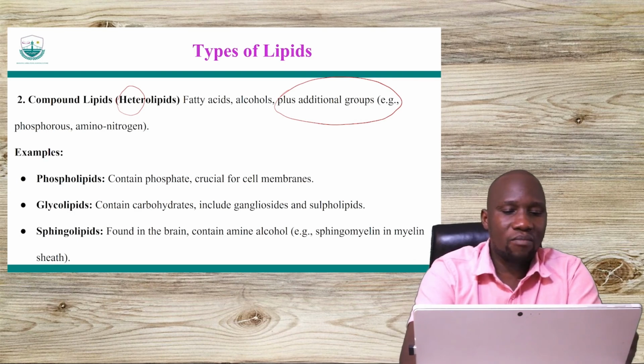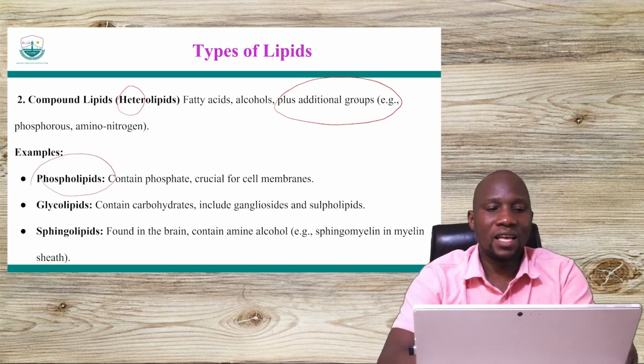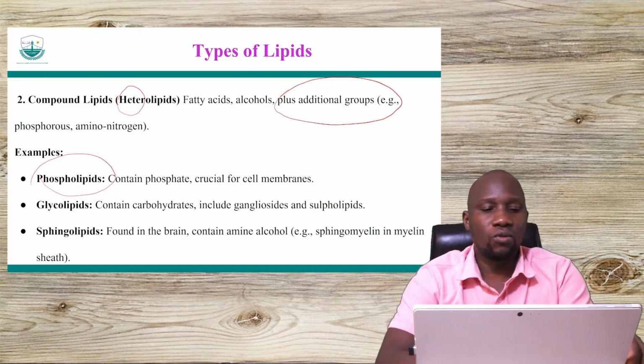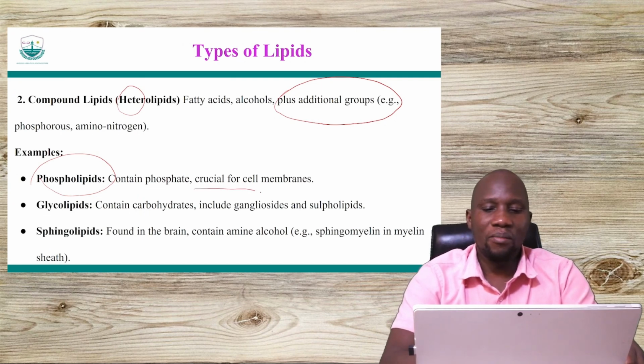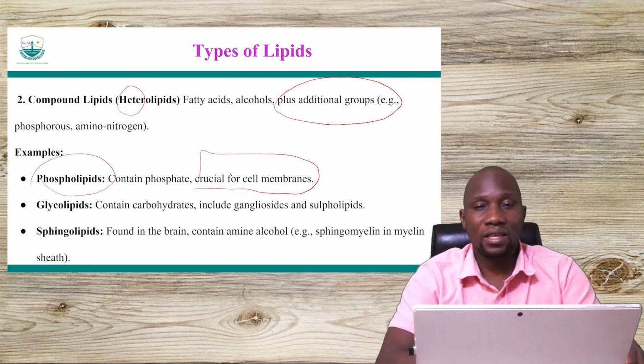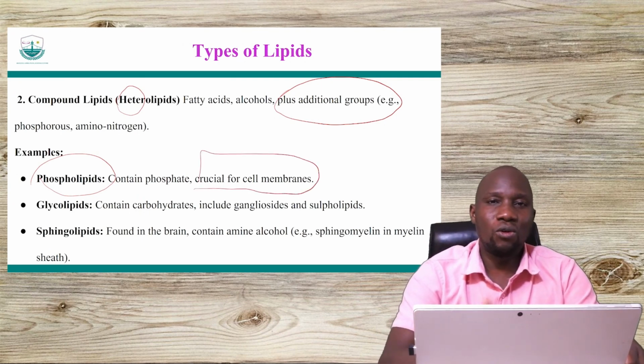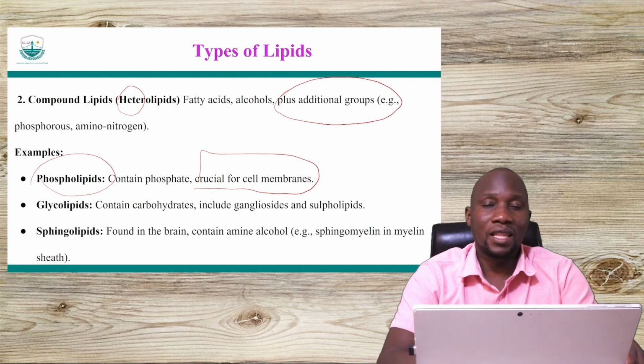So if you can see the name here, phospholipids are examples of the compound lipids. It means we have a phosphate group added to the lipid. So we have a phosphate, phospholipids. And these are very important in the structure of the cell membrane. If you look at the cell membrane, you definitely see that you have phospholipids there.